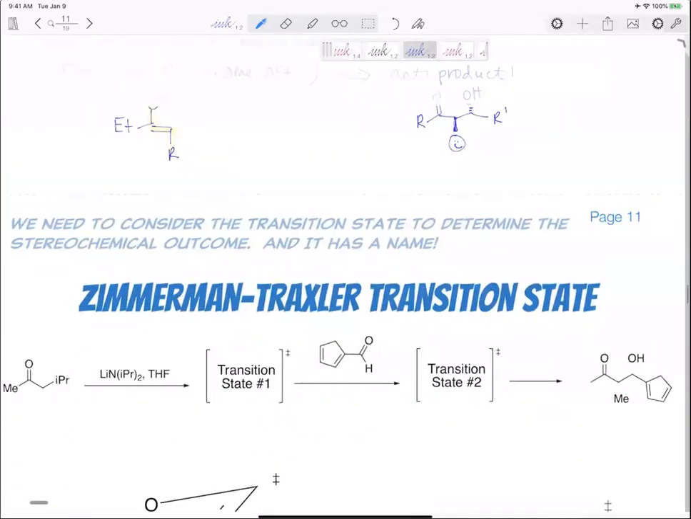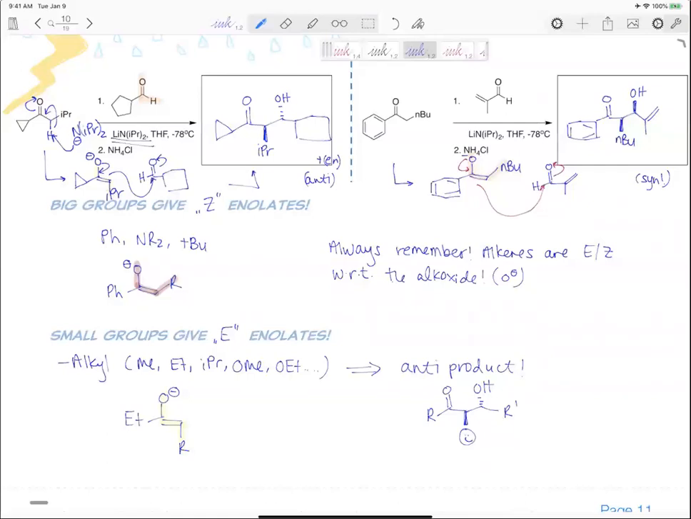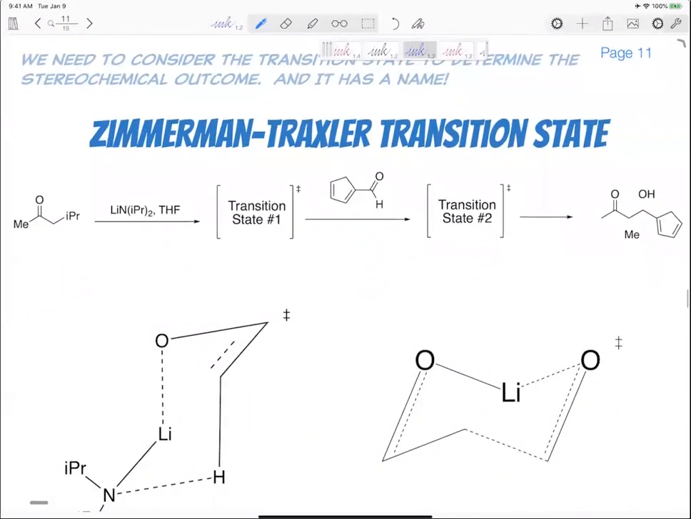All right, so why do we get the syn and anti-product? It's because of two very big transition states, and this is what you're going to see on the exam. This transition state is called the Zimmerman-Traxler transition state, where we have the first one being this one and the second one being this one. As you can see, I've already given you the template, and this is what you're going to see on the exam.